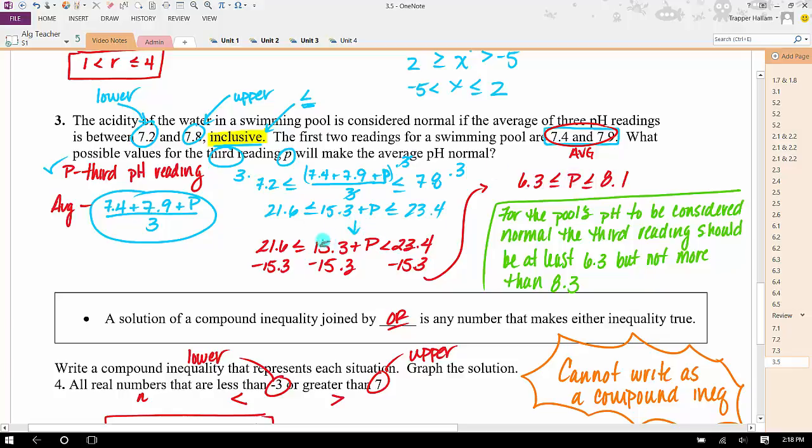What we find out, though, when we finish solving for p here, again, subtracting 15.3 from both sides, is that our last reading needs to be 6.3 or anything in between up to 8.1 for a pH level. If our third reading falls in between those two boundaries, we find out that our pool will be considered normal. And again, it's a word problem, so make sure you write that out.